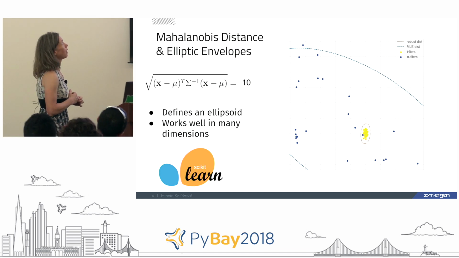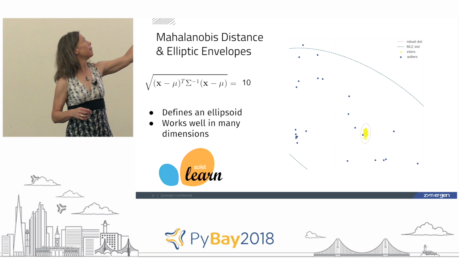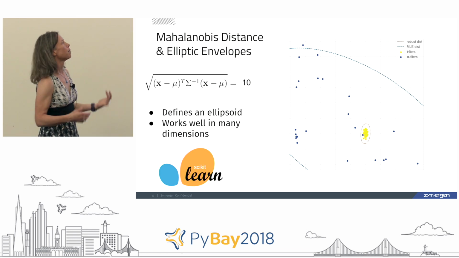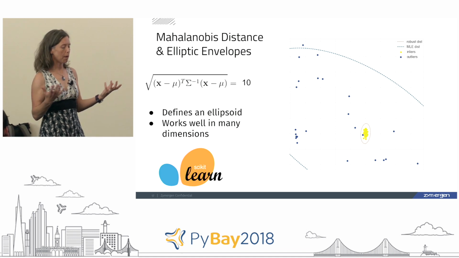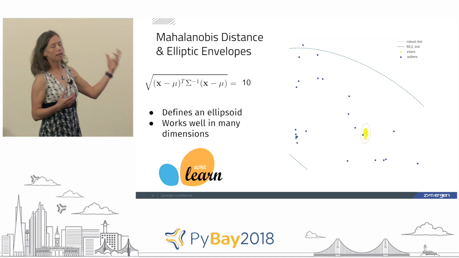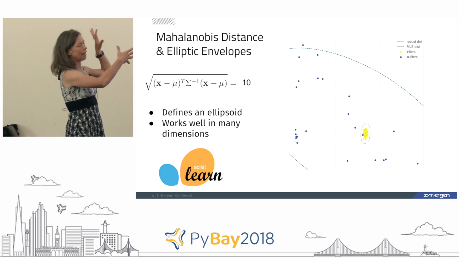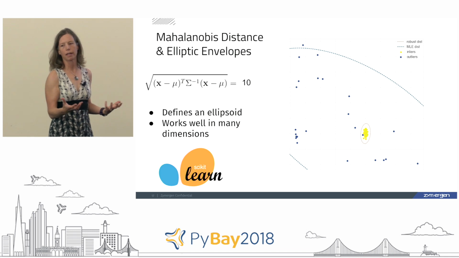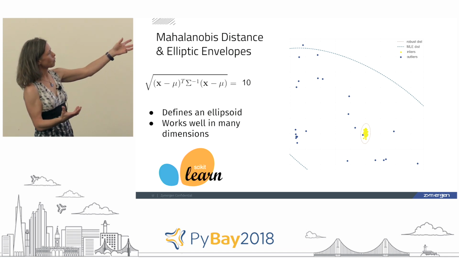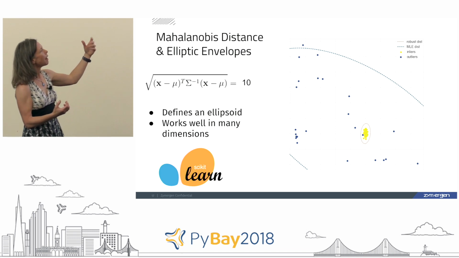So what is the Mahalanobis distance? It is this lovely formula over here on the left. X is your data. Mu is the center of your data, a mean or a median. Sigma is the covariance matrix. And when you take that formula and you set it equal to a number, that defines an ellipsoid. So here in this picture, you'll see I have 2 ellipsoids. One of them is completely cut off. I'll talk about why in a minute.